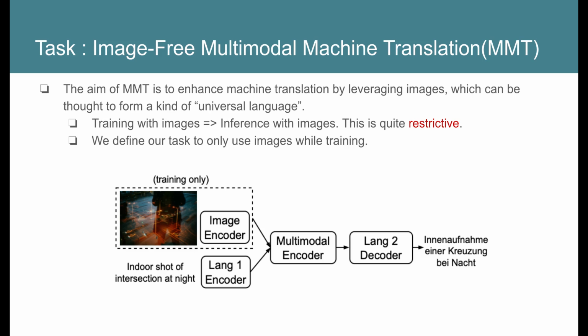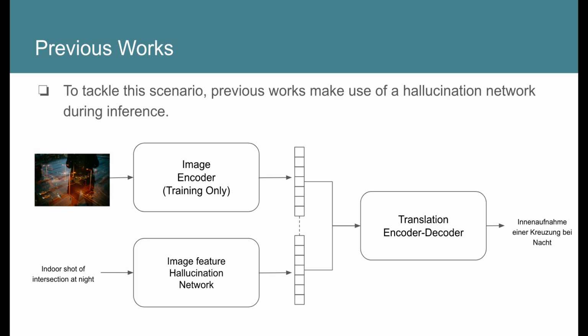Naively, MMT can be done by embedding the image and its grounding caption and then passing it through a multimodal encoder-decoder trained for translation. However, it is not immediately clear how this will get rid of images during inference. Previous works aim to solve this by learning a hallucination network, which is used in place of the image encoder while testing. This network is trained by taking the grounded caption as an input and using the features from the image encoder as a supervisory signal. Finally, these embeddings are passed through a multimodal translation module to give the translated output text.